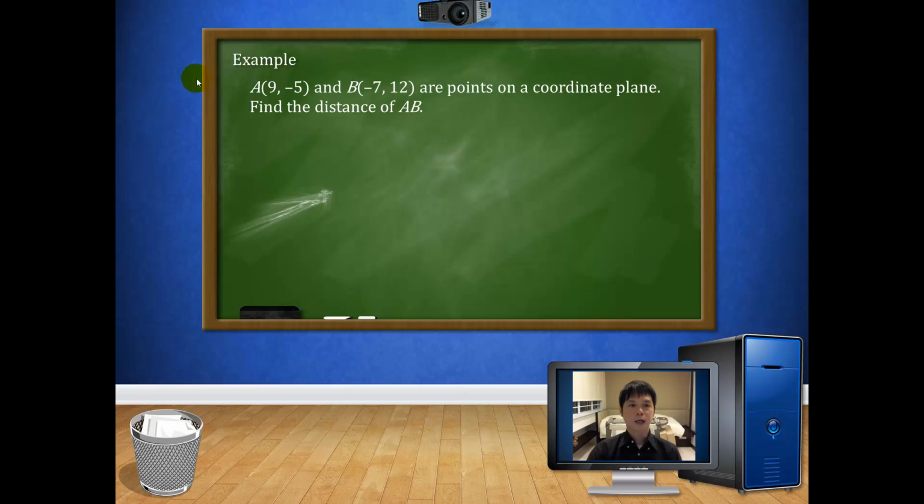Let's continue by looking at an example. A and B are points on the coordinate plane. The coordinate plane consists of the x-axis and the y-axis. And we're asked to find the distance of AB. In order to do so, we shall apply the formula square root of x1 minus x2 squared plus y1 minus y2 squared. Now, the x1 and x2 will come from the x coordinates here, and the values of y1 and y2 will come from the y coordinates here.